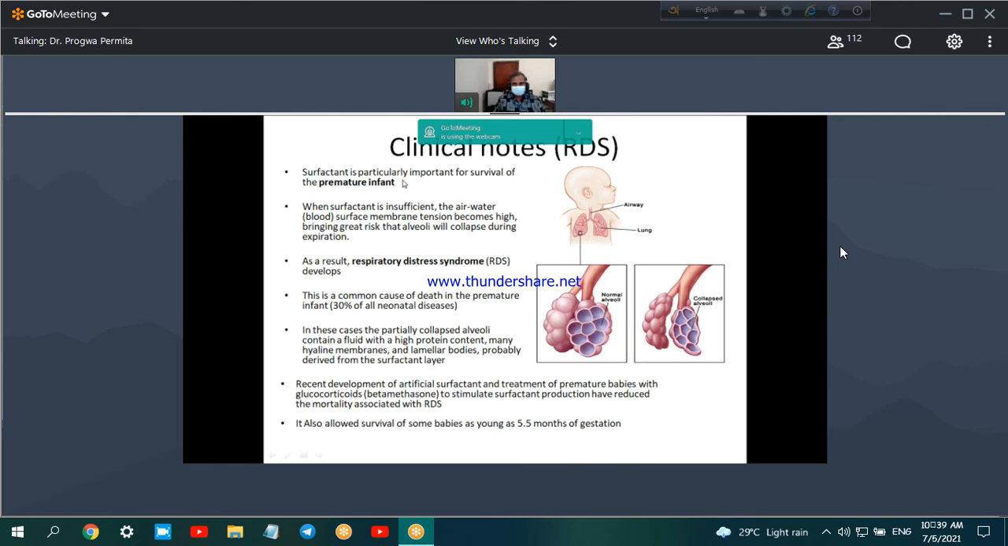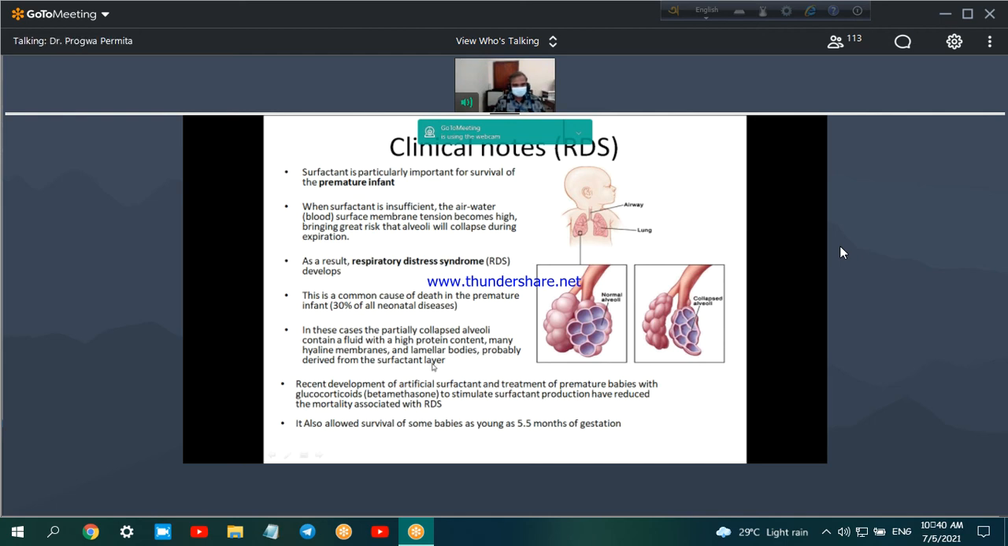So what happens in respiratory distress syndrome? Here, surfactant is particularly important for survival of the premature baby. When surfactant is insufficient, the air-water surface membrane tension becomes high, bringing great risk that alveoli will collapse during expiration. As a result, respiratory distress syndrome develops. This is the common cause of death in the premature infant, 30% of neonatal death.